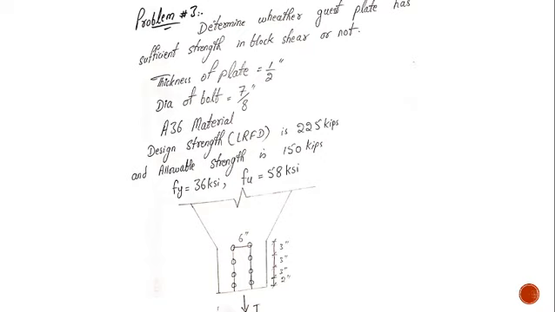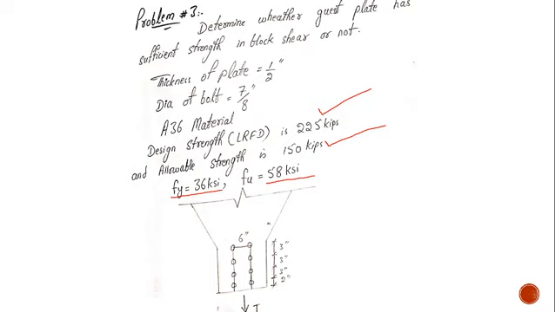Okay, we have a problem. The problem is that we have a tension member and it is A36 steel, and we know Fy is 36 ksi and Fu is 58 ksi. The load on the structure is 225 kips according to LRFD, and the load on the structure according to ASD is 150 kips. The thickness of the plate is given, and the diameter of the bolt is given as 7/8 inches. So we have to find its block shear strength.